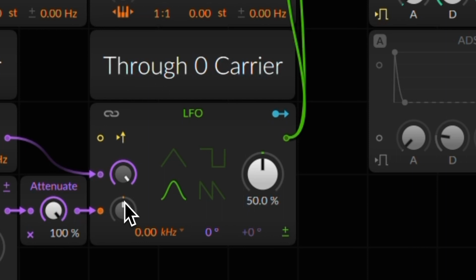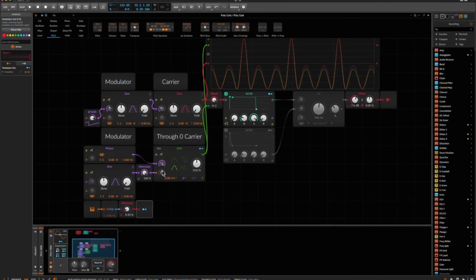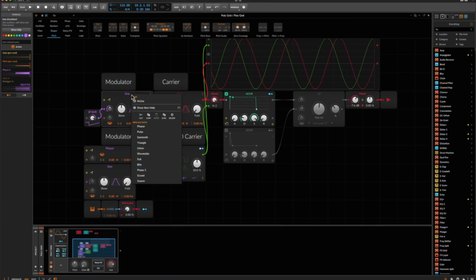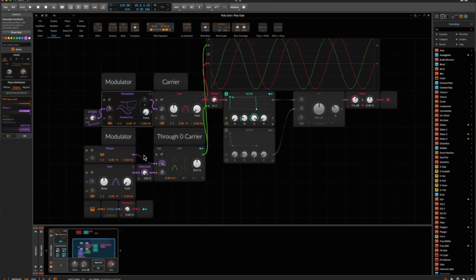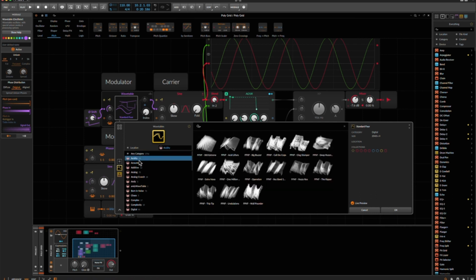Okay, this is basically it. This is the through zero FM oscillator in Bitwig, but the concepts of through zero FM apply to pretty much everything out there. Unfortunately, there are not too many who actually support it. So let's listen to some examples with some more complex signals, like from a wavetable oscillator. And these are some I imported from Serum, so let's use one of them.